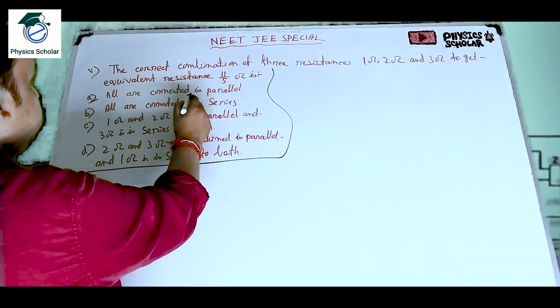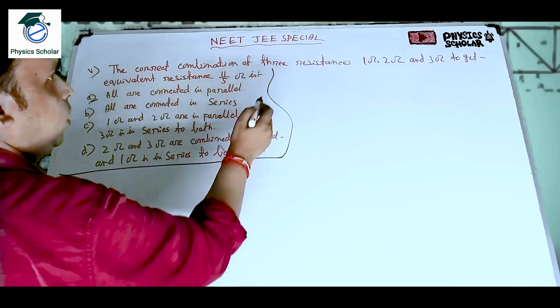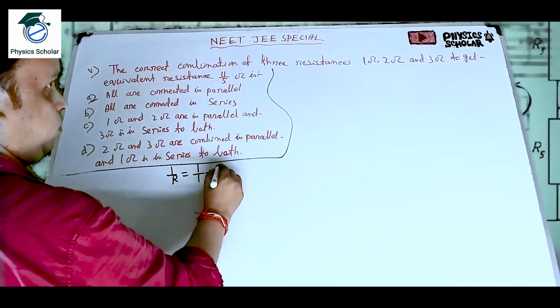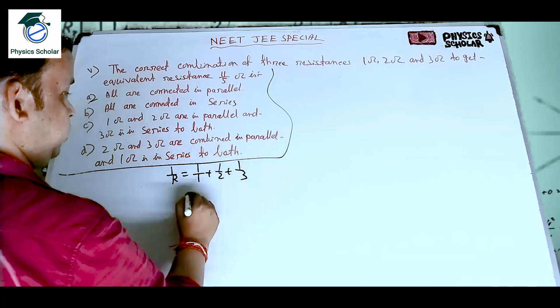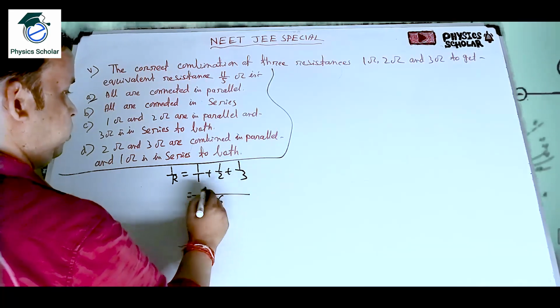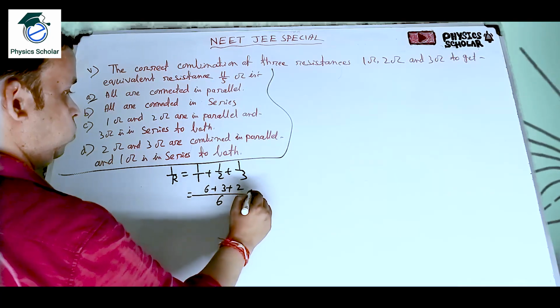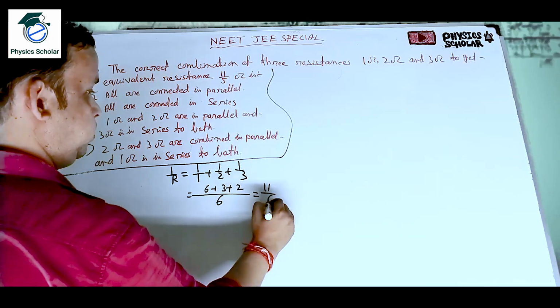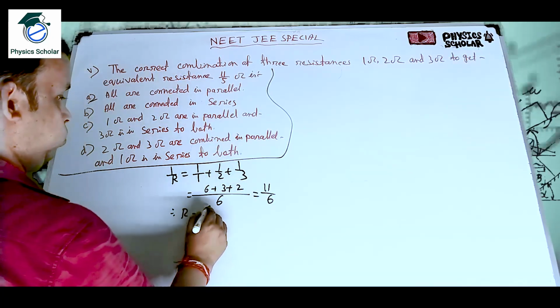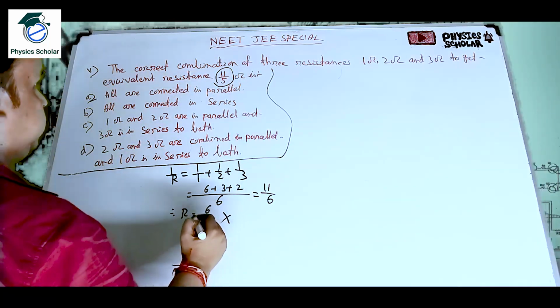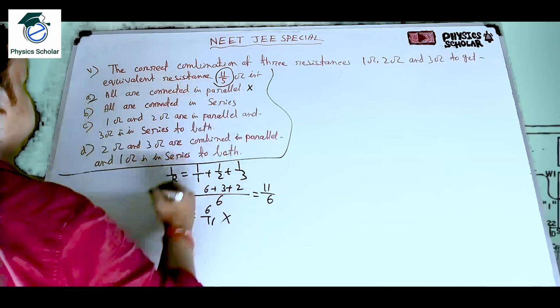In the first option, all are connected in parallel. That means 1 by R is equal to 1 by 1 plus 1 by 2 plus 1 by 3. Let us check. 6 will be the LCM, so it will be 6 plus 3 plus 2, that means 11 by 6. So R is equal to 6 by 11. It is given as 11 by 5, so it is not correct. So option A is not correct.